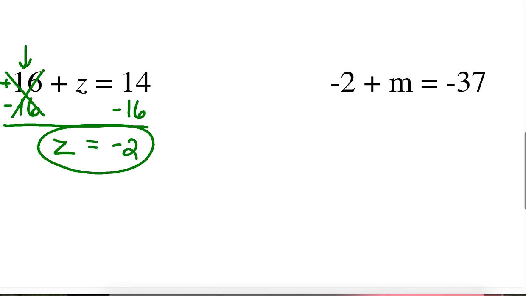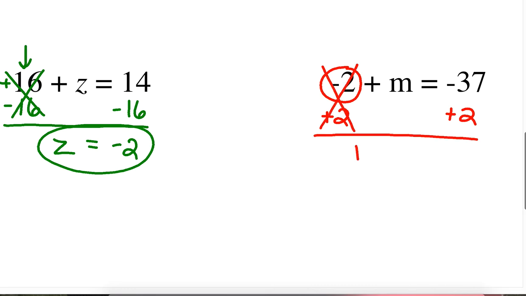Okie doke, last one over here. Let's solve for m. Let's isolate m and make m happy. All right, so m is irritated by who? That minus 2. He wants that minus 2 to get away from his side of the equation. And the opposite of minus 2 or negative 2 would be plus 2 or positive 2, either way. Got to do that to both sides, though. Bye-bye, 2's. M is positive, and he's alone, and he's happy. So on a calculator, negative 37 plus 2 gives you negative 35.